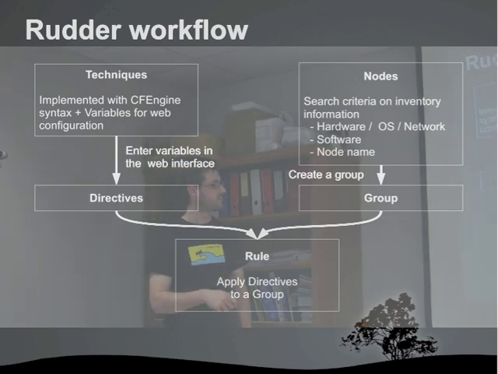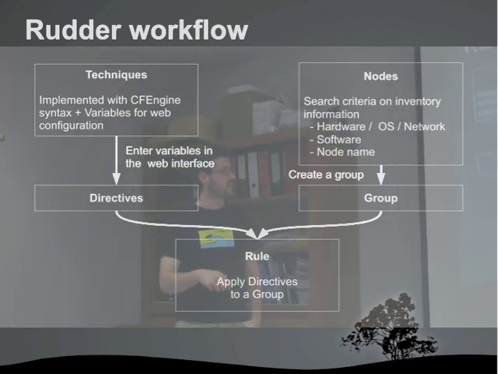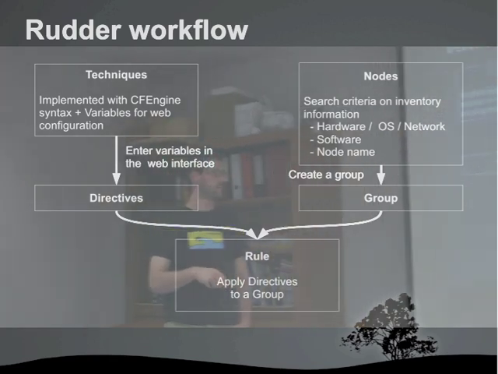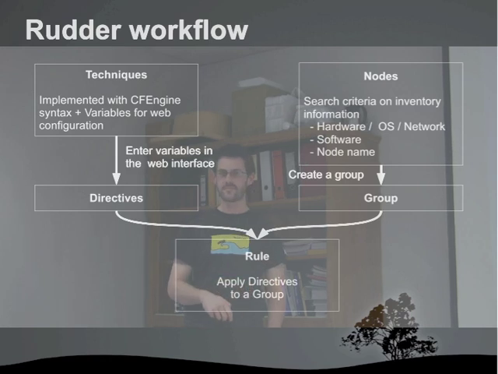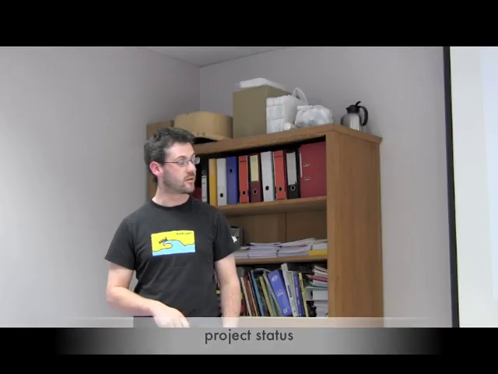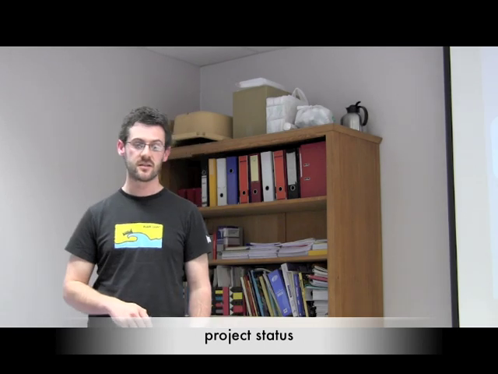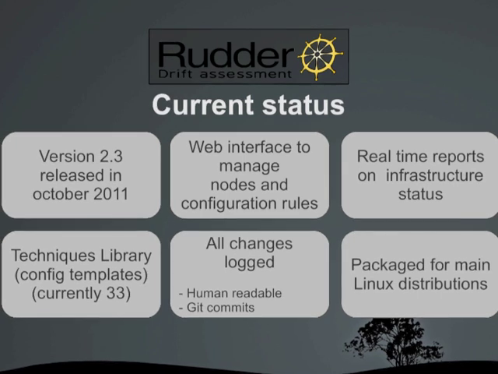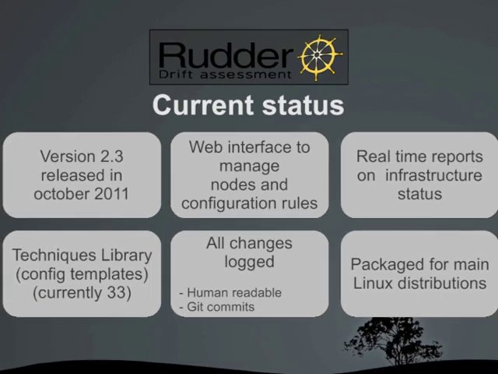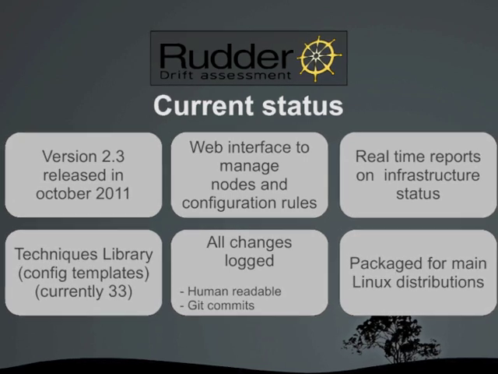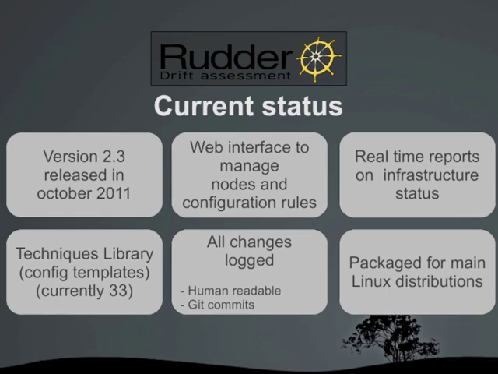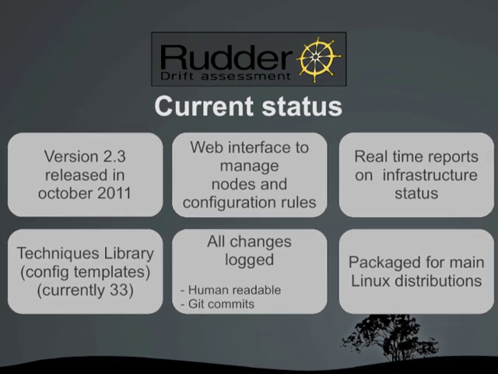And the managers, they can come along and check the compliance policy, compliance percentage on the rules. So, current status of the project. We released a first version we considered stable, which was called 2.3. The other versions did exist, but we didn't consider them stable enough. In October last. It's currently being run in production by a few companies.